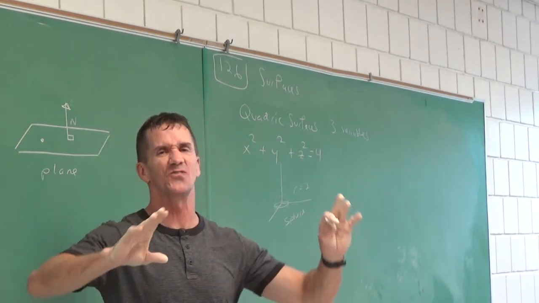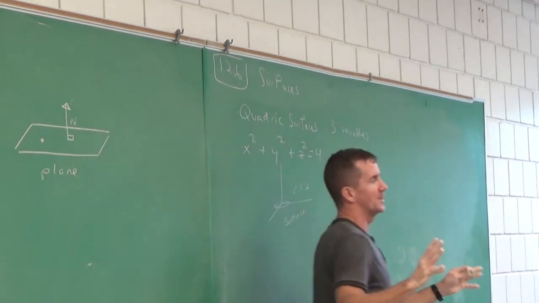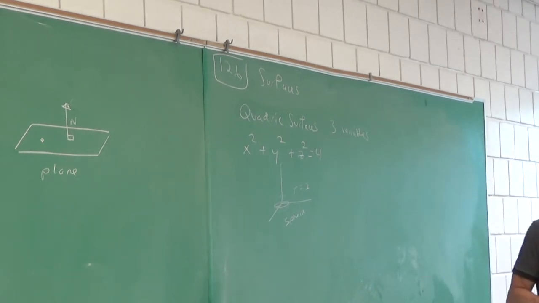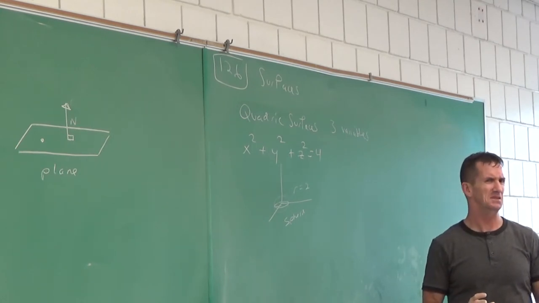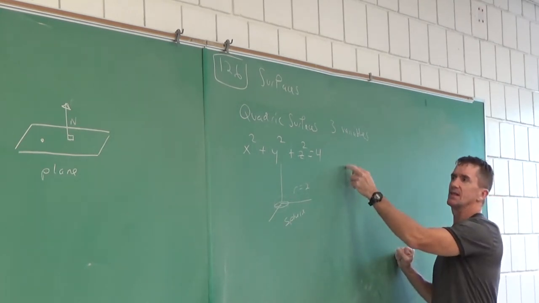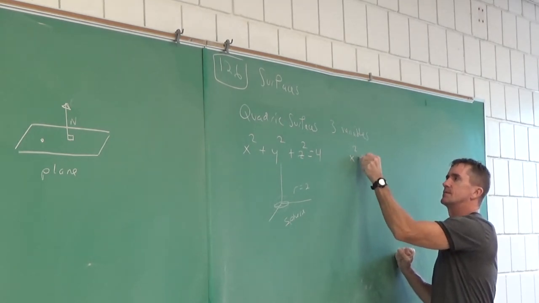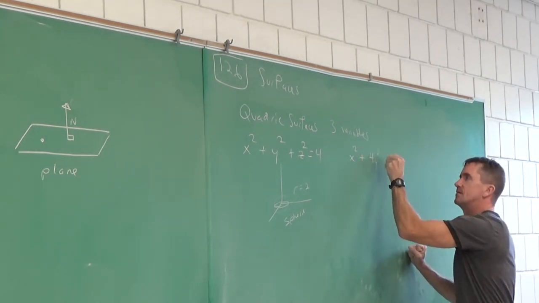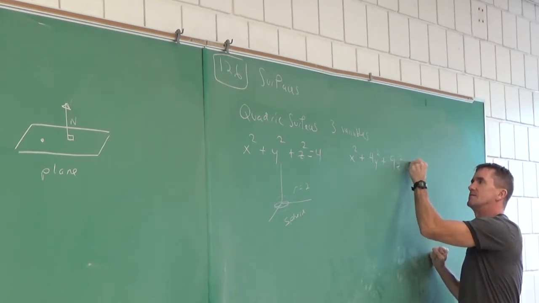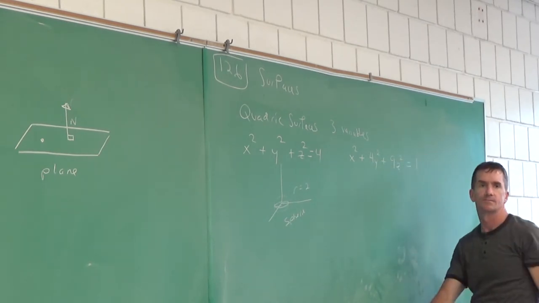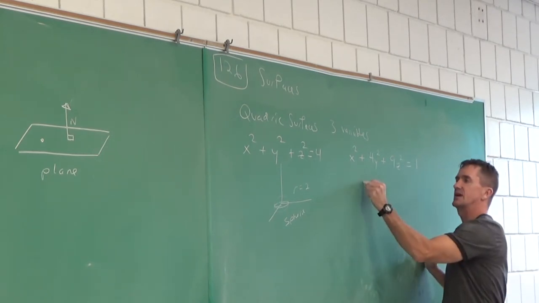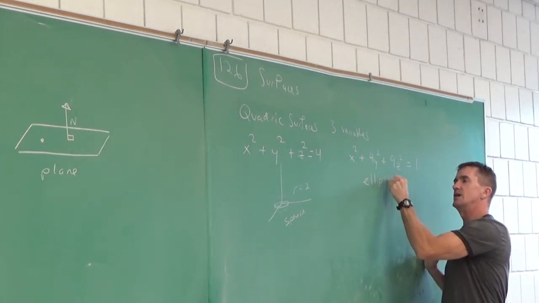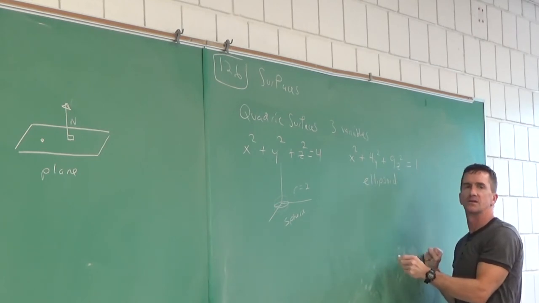We got to go to something that's very close to this, but it's not a perfect sphere. I mean, a basketball, it's a sphere, right? A football, is that a sphere? No. So what would happen if you had like x squared plus 4y squared plus 9z squared, and let's just say it equaled 1? Well, that's not a sphere. This is an ellipsoid.